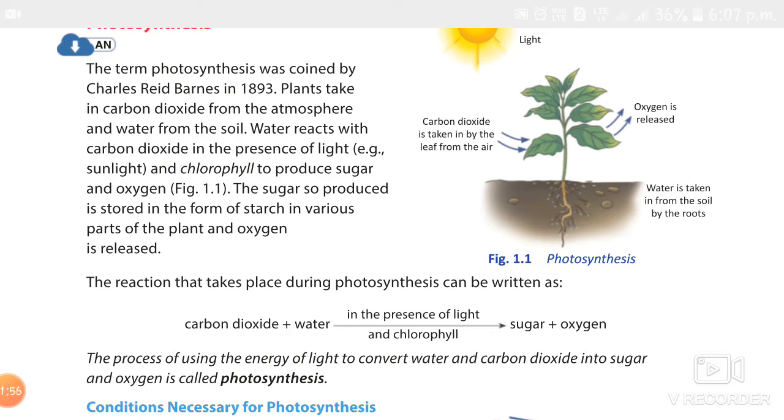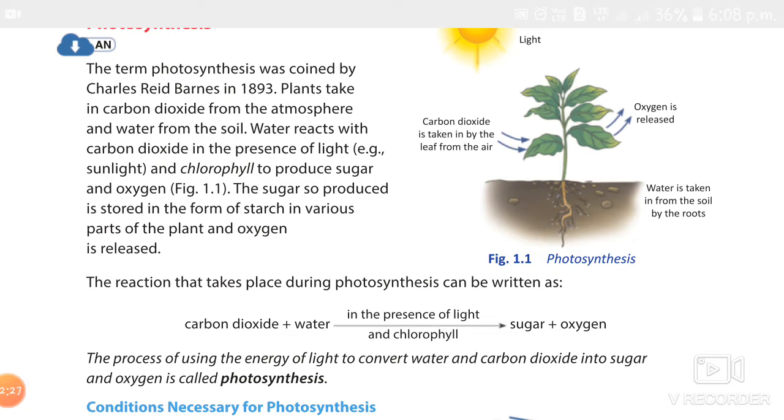Photosynthesis means plants take carbon dioxide from the atmosphere and water from the soil. It reacts in the presence of sunlight and chlorophyll. It produces oxygen and sugar, the sugar in the form of starch. So what's the formula? Carbon dioxide plus water, in the presence of sunlight and chlorophyll, produces sugar plus oxygen.